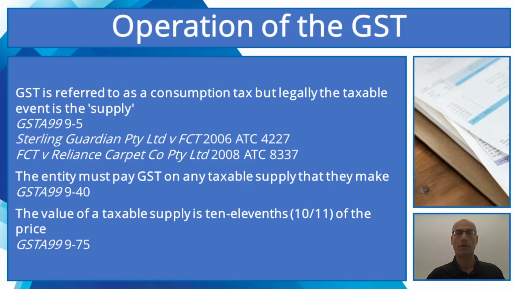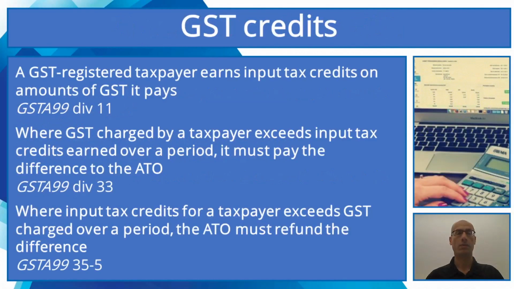So, for example, if you sell an item and you receive $1,100, you are obliged to remit $100 to the ATO. One of the very important features of the Australian GST system is the way credits work. Using my previous example, if I supplied goods and I received $1,100, I would be obliged to remit $100 of that to the Commissioner.